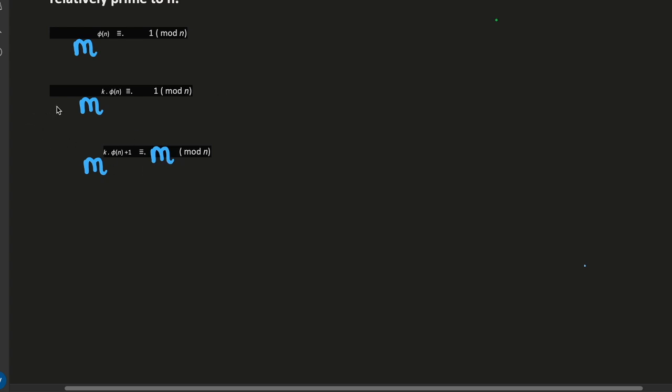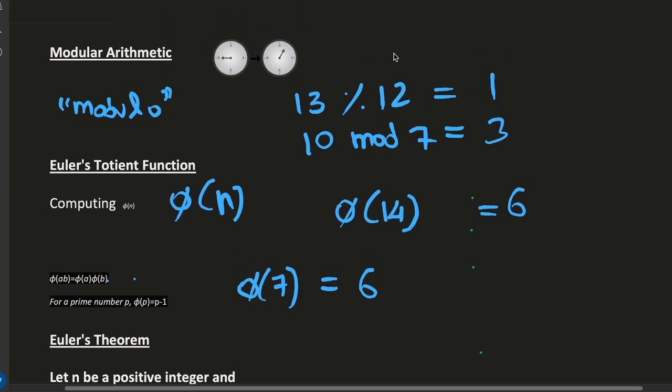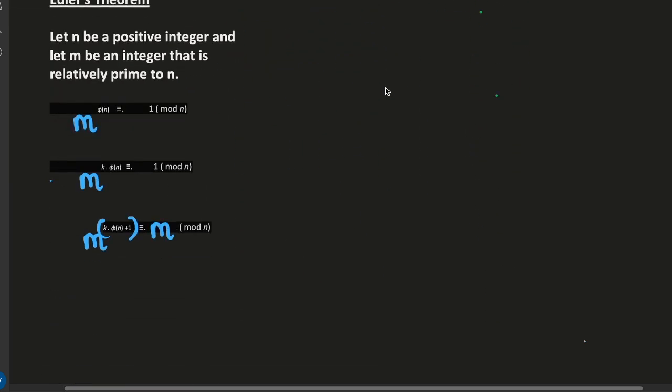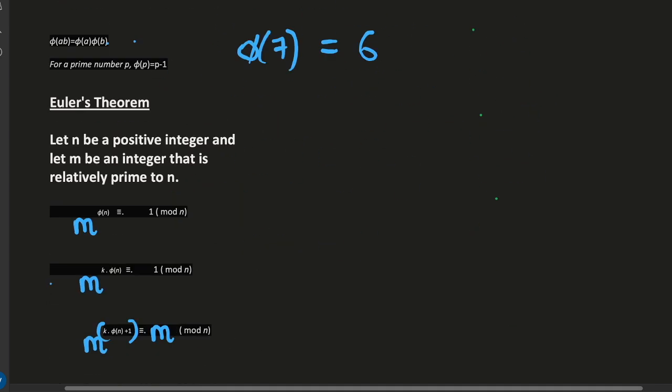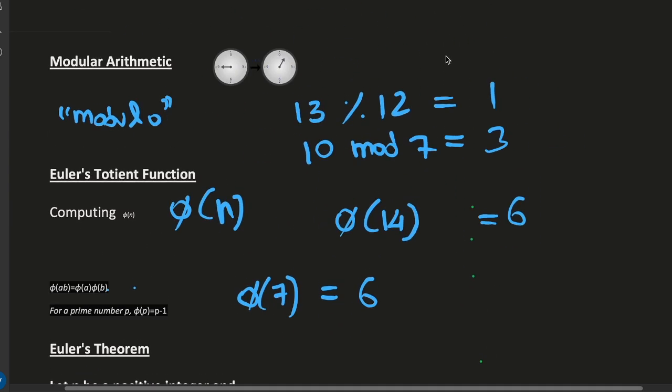Essentially, what I did here is add one more m, going from here to here. So we have m to the power k phi of n plus 1. We can write this as pretty much the same, and when you do that, you get m here as well. So m to the power k phi of n plus 1 is congruent to m mod n. Now we know pretty much everything we need to generate the public and private key. Let's see what the RSA algorithm looks like now.